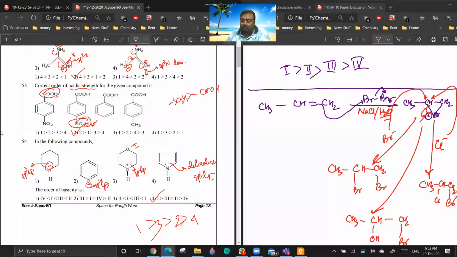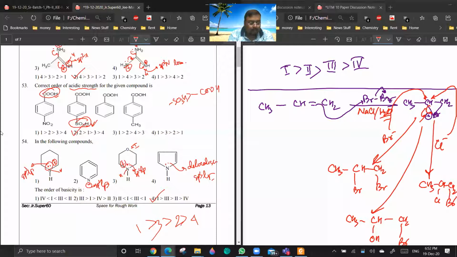Between 1 and 3, you see, if you draw the cation here, then you put a positive charge here, put a positive charge here. The oxygen will be destabilizing the positive charge for minus alpha. So 3 will be slightly less basic than 1. Getting a point?